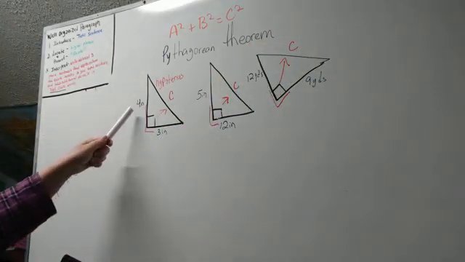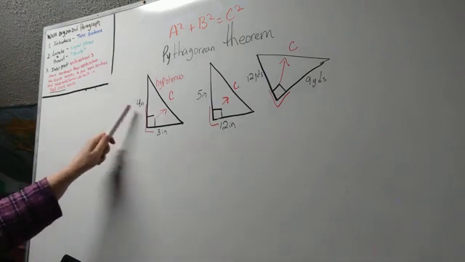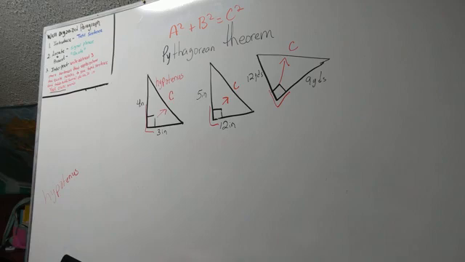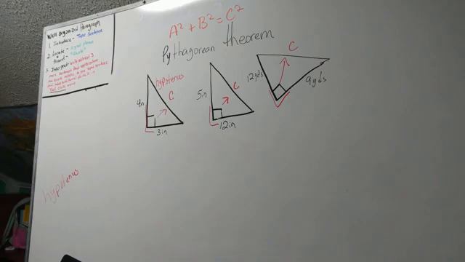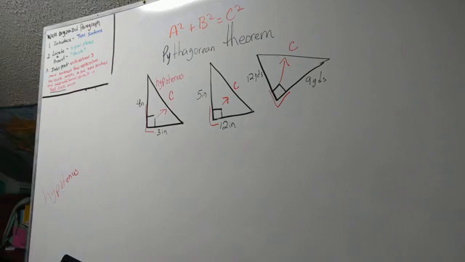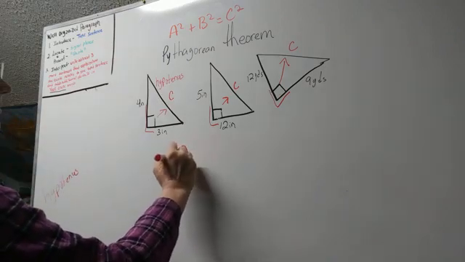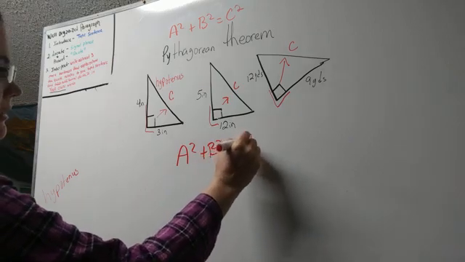Now these other sides here, it doesn't matter. You can label them A or B. This could be B and this could be A, or this could be B and this could be A. That doesn't make a difference. The only one that you have to make sure that you keep straight is this hypotenuse. Okay? So, this is our formula up here. So it's A squared plus B squared is going to equal C squared.